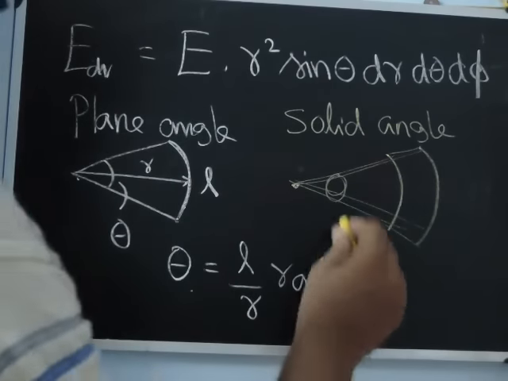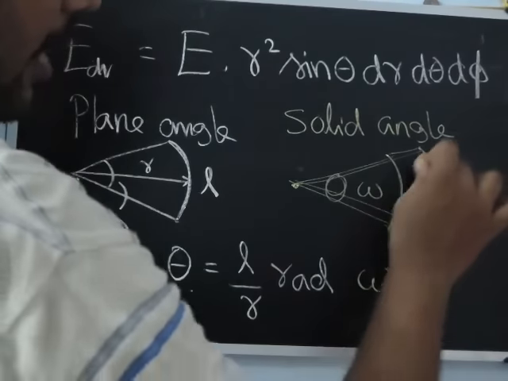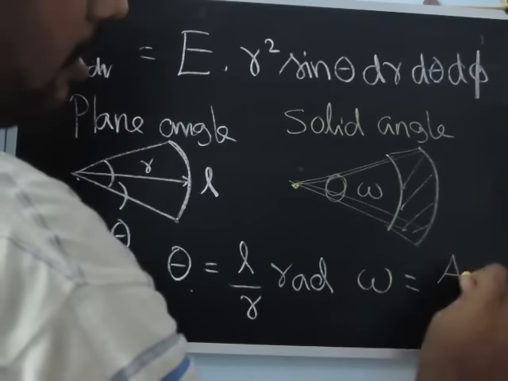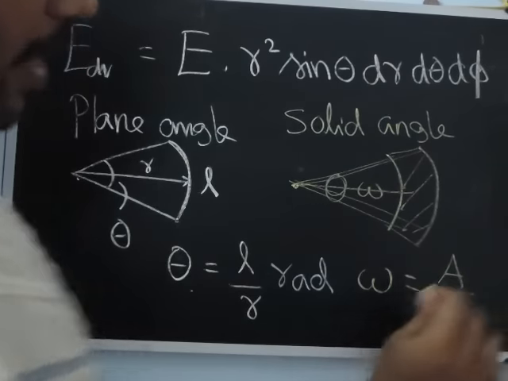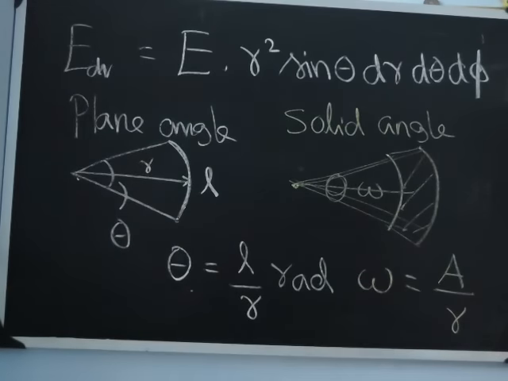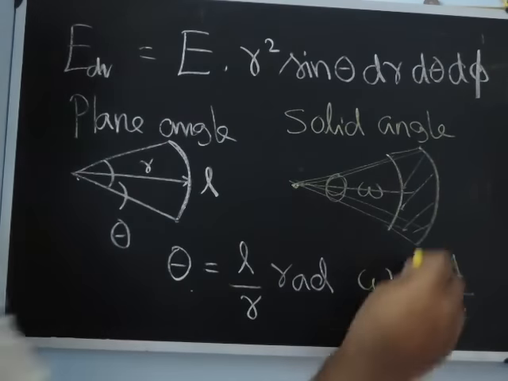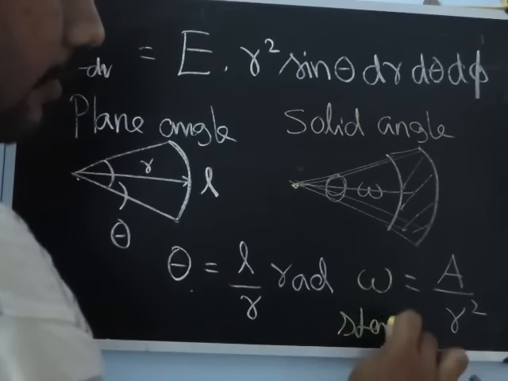Now solid angles are defined, say this is omega, as the area subtending it to the perpendicular distance from the point. Now if you have A by r, like in L by r, we'll have a dimensional quantity because A has the dimensions of length squared. So we'll define solid angle as A by r square. Now this is dimensionless. The unit of solid angle is steradians.